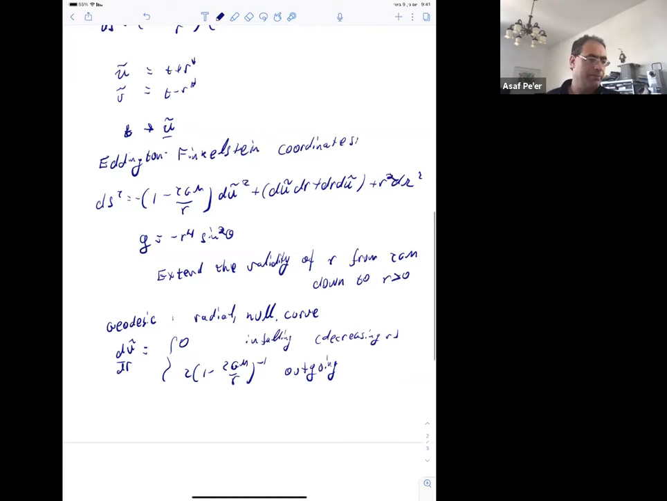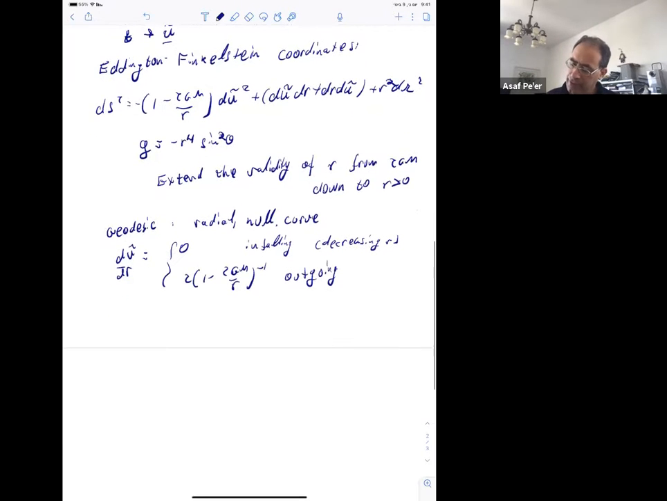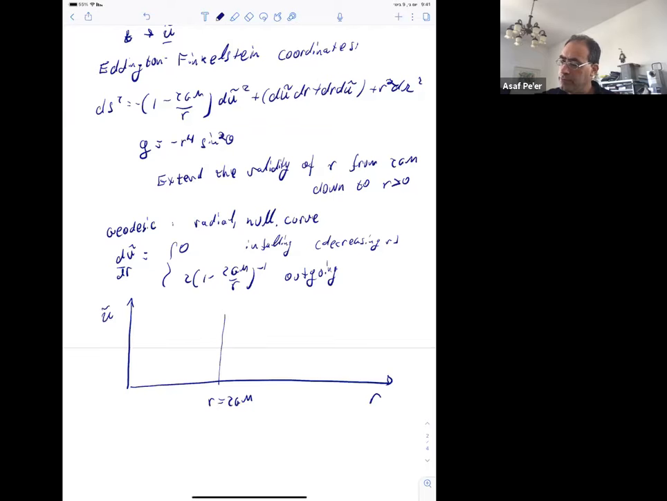And when we plot that, you see that there is something very interesting happening here. So this is u tilde, and this is r. This is r equal to 2GM. For infalling, the slope is 0. For outgoing, when r is very, very large, it will be 2. So it will be something like that. This is the light cone, right? So if we are here, we can go anywhere within this light cone.